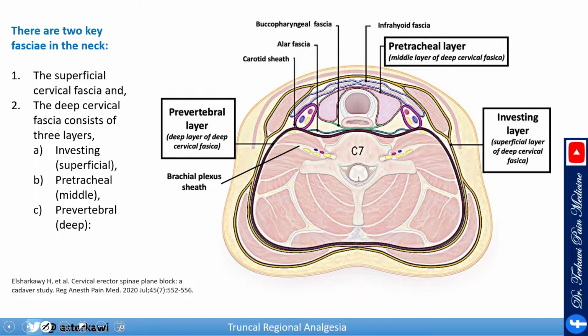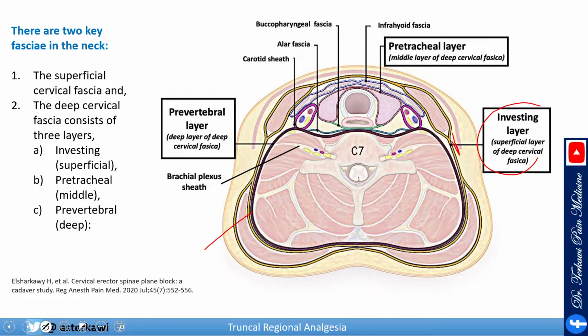So, to understand how this is working, let's take a step back and talk about the fascia in the neck, which I covered in the first lecture. So in the neck, we have two main fascia, superficial and deep. But the deep consists of three layers. The investing, which is the most superficial, the yellow one here. Then underneath that, you have the pretracheal, which is the middle. This is in front. More relevant is the prevertebral, which is the deep one here in the dark purple color.